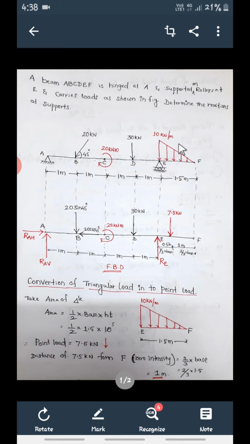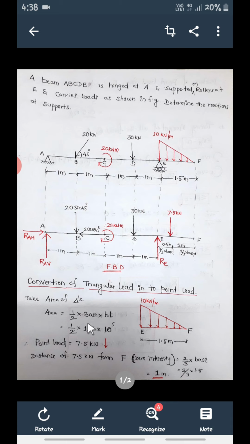Now, another important observation is that here it is a triangular load. The triangular load is between E and F. Here it is maximum, that is 10 kilonewton per meter, and here it is 0. So at one point it is 0 intensity and at the other it is the maximum 10. Now how do we convert this triangular load into a point load? How did we get this 7.5? After converting this triangular load, we have got a point load of 7.5 kilonewton.